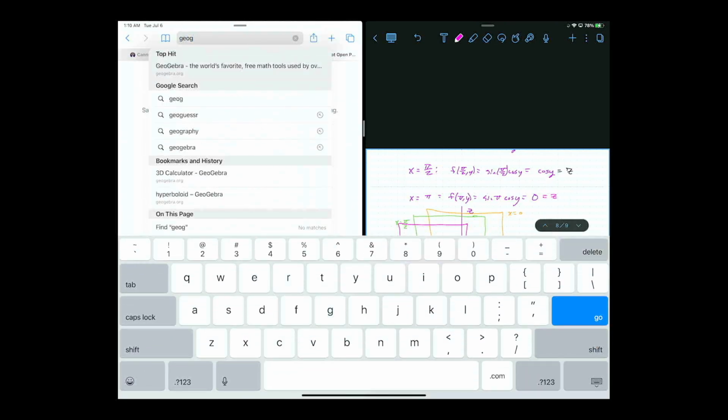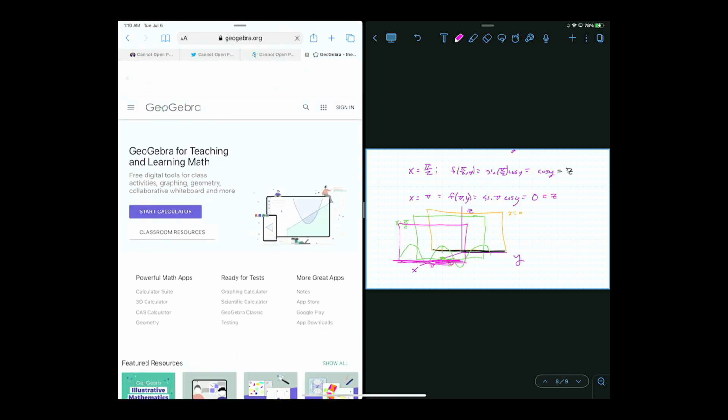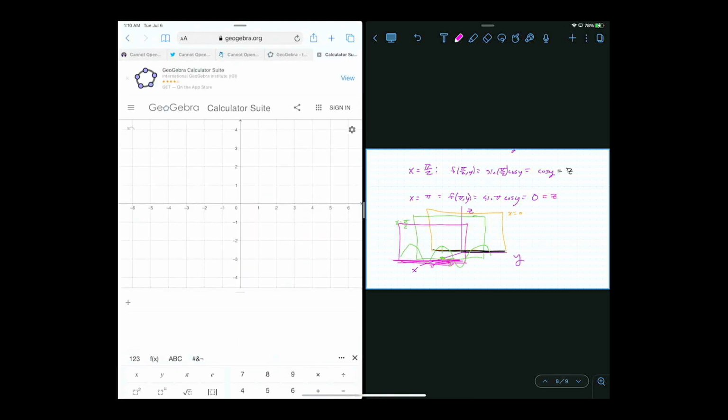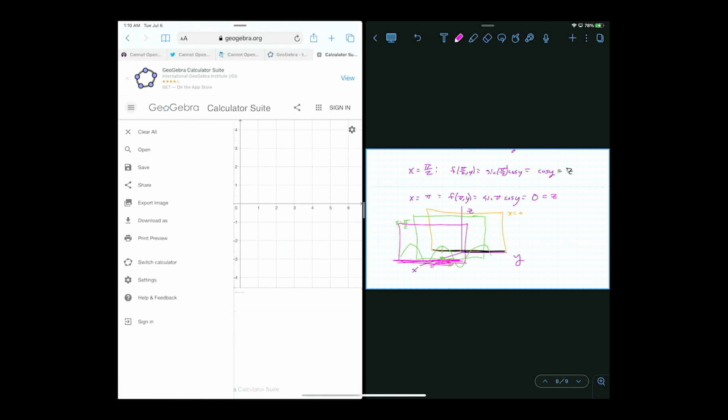GeoGebra. And hopefully we'll be able to see what we just came up with, because what I just plotted is almost impossible to see anything. Let's switch to the 3D plot somehow. Nope.